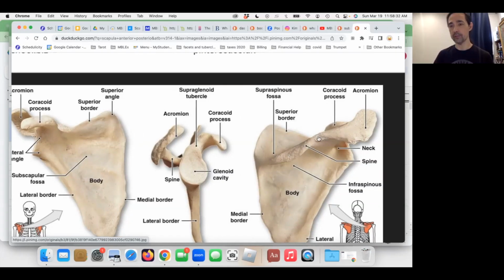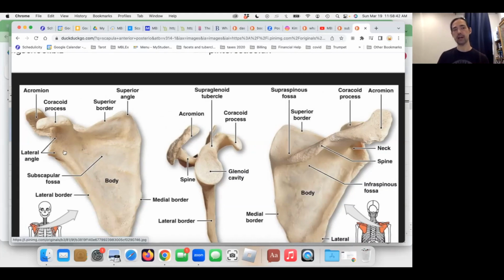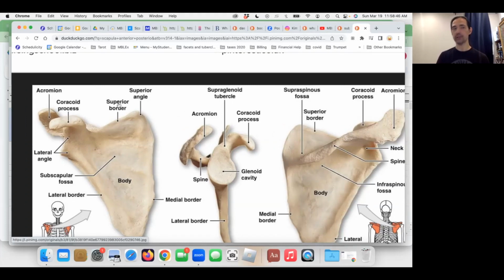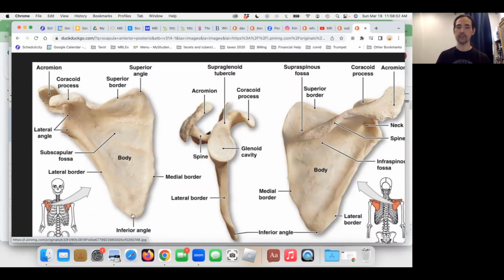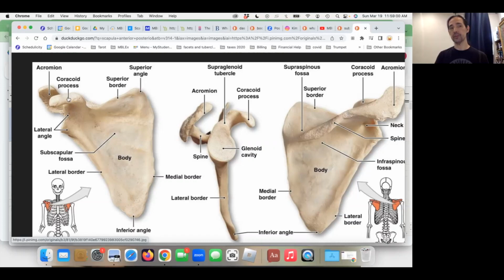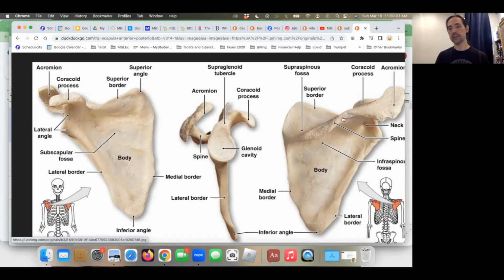And then this one is pointing forward-ish, right? We know this is the spine, so this must be the back of the scapular body, and this is the front of the scapular body. You're not going to need to know the lateral angle, superior angle, superior border, all these details. You'll need to know medial and lateral, superior, inferior. You'll need to know the coracoid process, the acromion, and the scapular spine, because of the joints they form and the muscles they attach to.